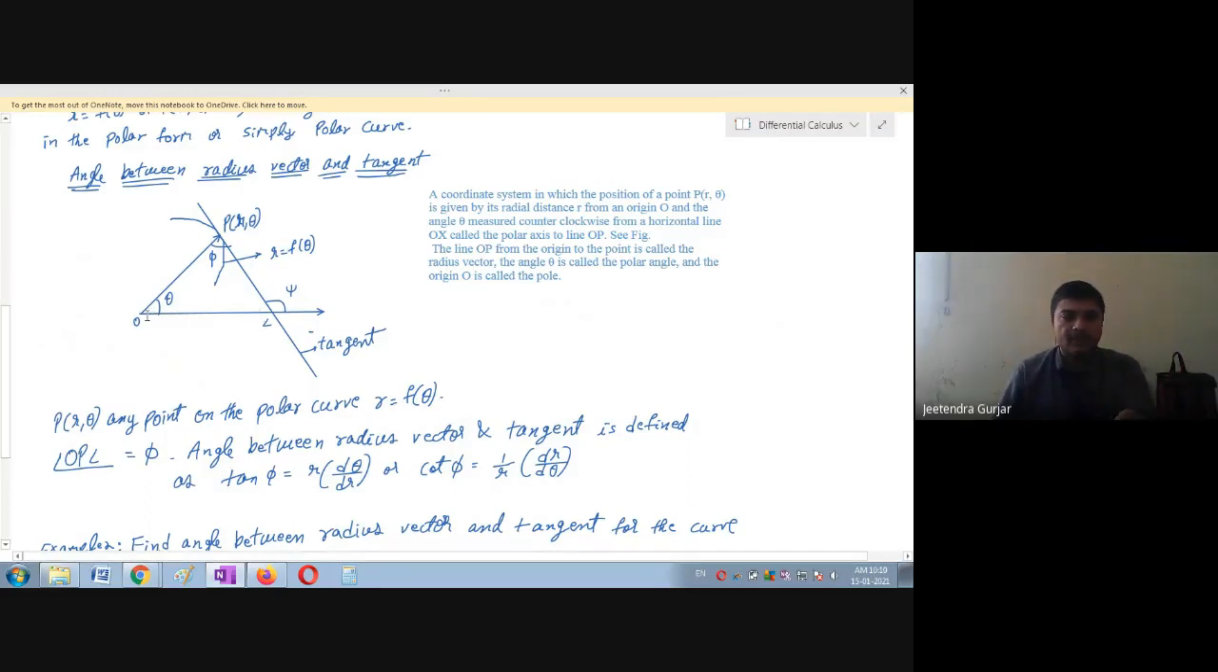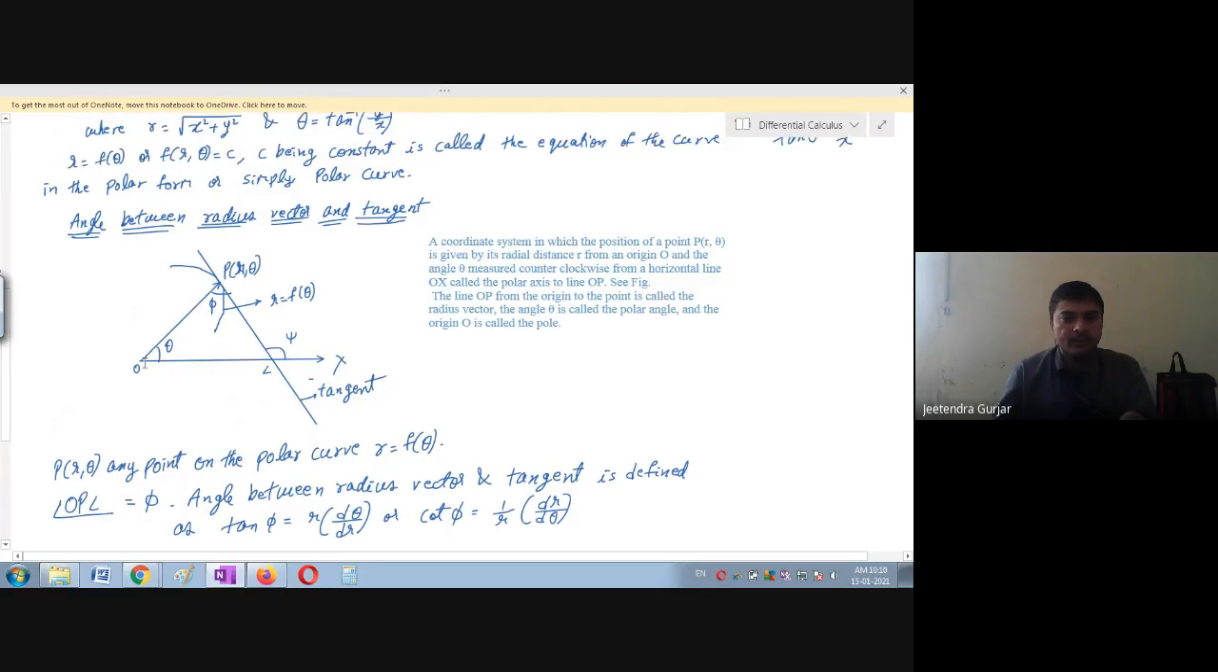Okay, let us see now. First we take again our polar axis, right? O to x, and then we take our radius r, which is again a function of theta. So you can just see.